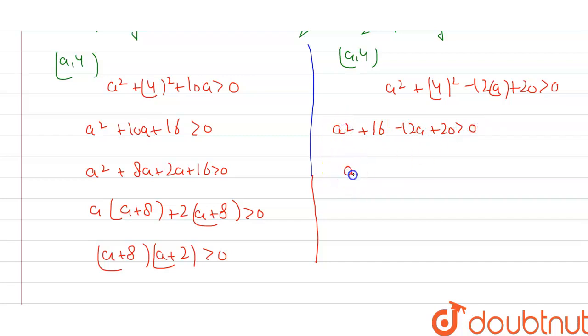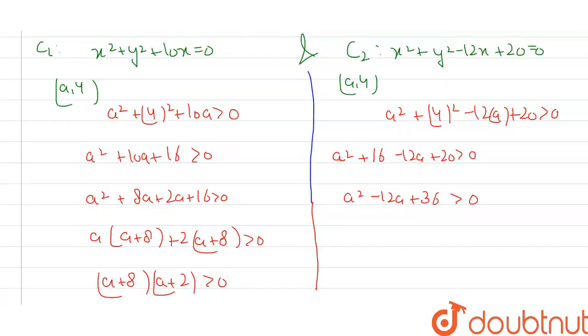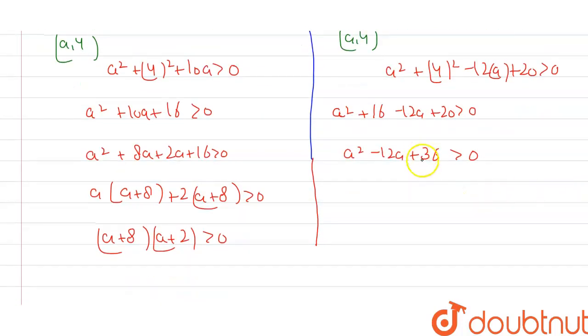So this will become a² − 12a + 36 ≥ 0. Okay, so basically this is becoming the formula for a perfect square, (a − 6)². So I can say (a − 6)² is greater than or equal to 0.